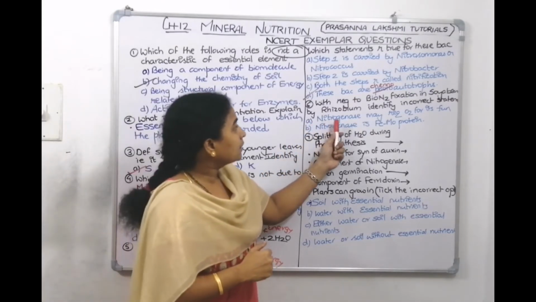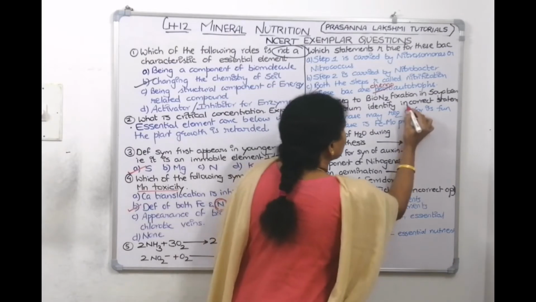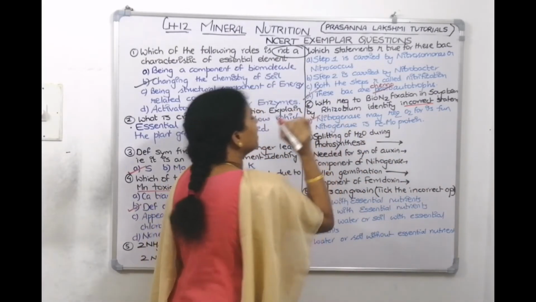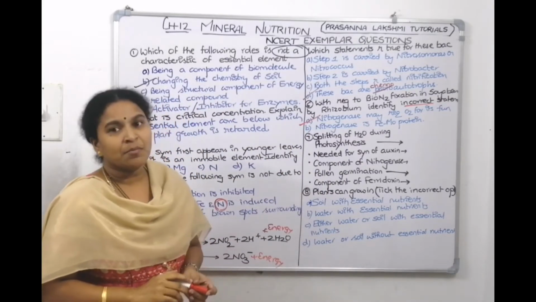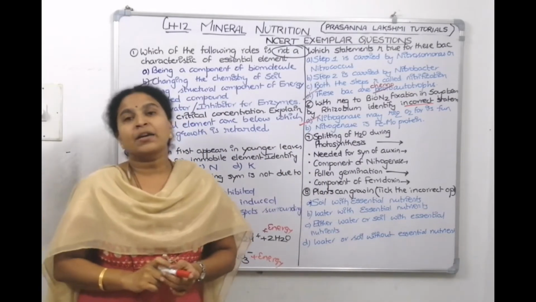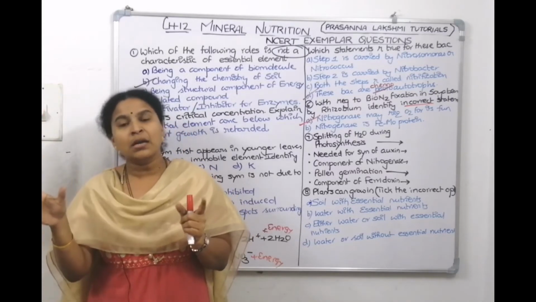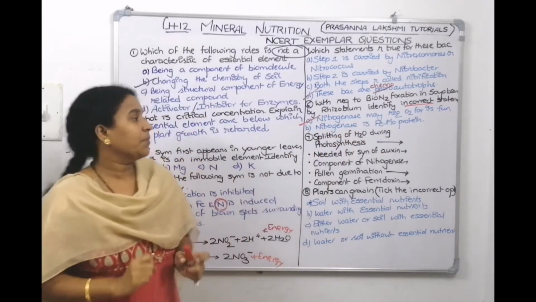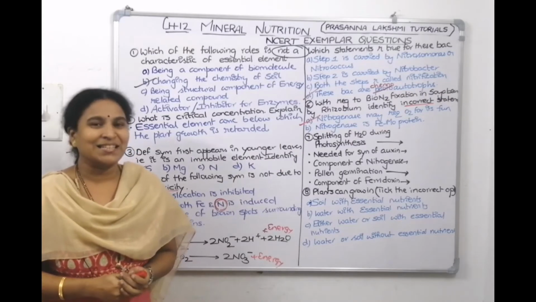So they asked which is incorrect, right? They asked us which is the incorrect statement, and the requirement of oxygen is the incorrect statement. This is the answer. And nitrogenase is an iron molybdenum protein. We know nitrogenase enzyme contains 2 components. One component is called iron protein, another component is called iron molybdenum protein. This is the correct statement. Coming to the 7th question, splitting of water during photosynthesis.